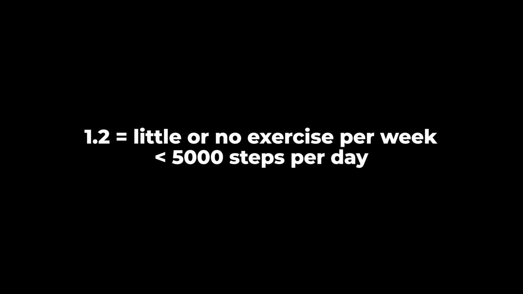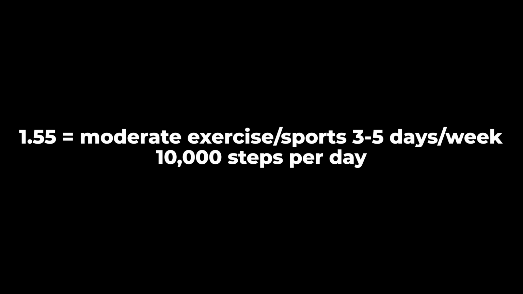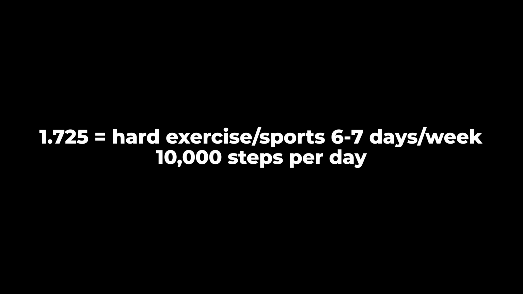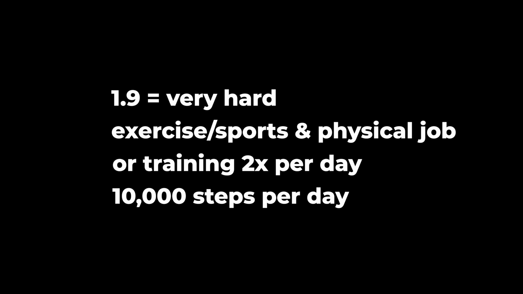1.2 would be little or no exercise and less than 5,000 steps per day. 1.375 would be light exercise or sports 1 to 3 days per week at or under 10,000 steps per day. 1.55 would be moderate intensity exercise or sports 3 to 5 days per week, 10,000 steps per day. 1.725 is hard exercise or sports 6 to 7 days per week, 10,000 steps per day. 1.9 is very hard exercise or sports, a physical job, or training 2 times per day, 10,000 steps per day.